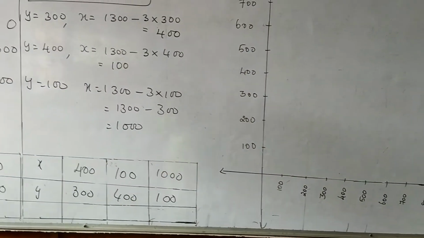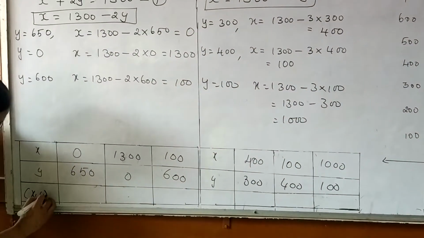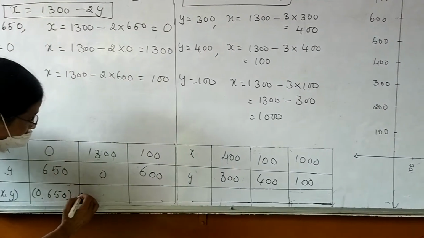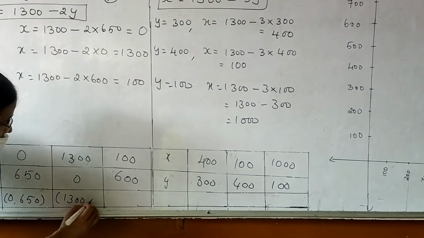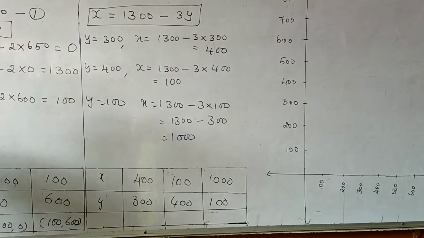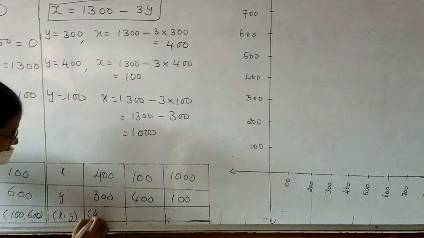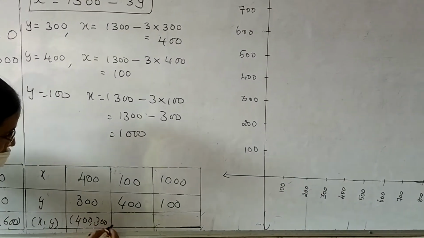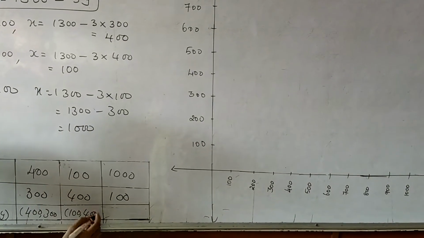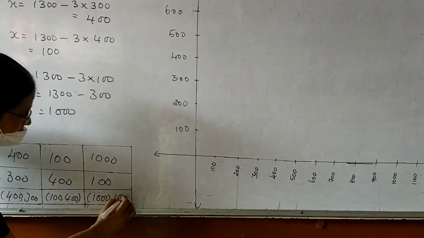So let us write the ordered pairs now. I have taken the x number first and the y value second, so the pairs are 1300, 0, and 100, 600. Similarly, in the second equation, the ordered pairs are 400, 300, and 100, 400. We just have to combine the values, nothing else. And here, 1000, 100.